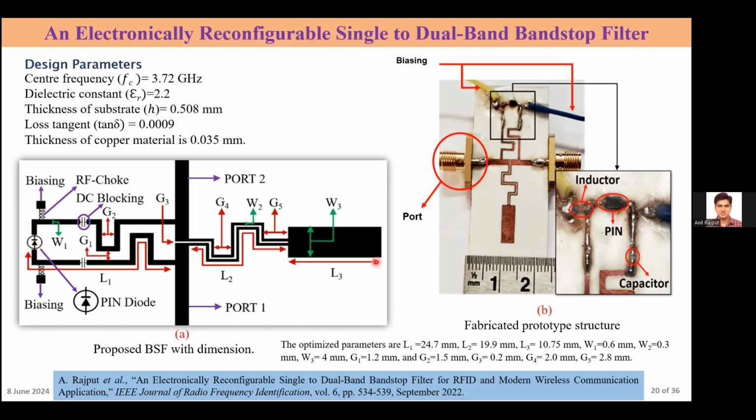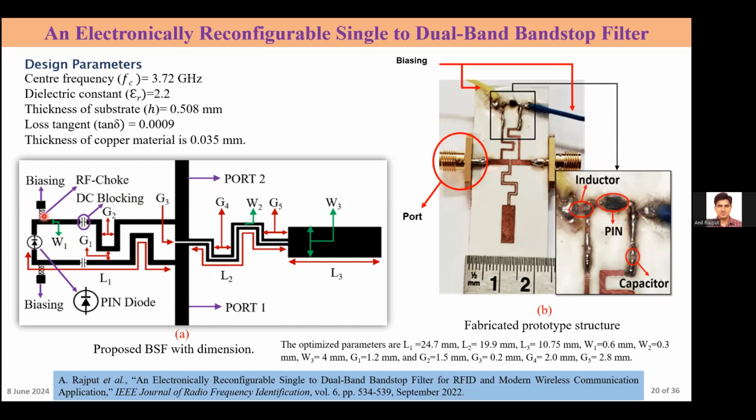Now to get this single band to dual band stop filter, first we design the ultra-wideband stop filter, this one, and then we have to design a biasing network to bias this PIN diode. Why are we designing this biasing network? Because this biasing voltage is a DC supply, and this RF source is an AC supply. So we have to isolate both sources.